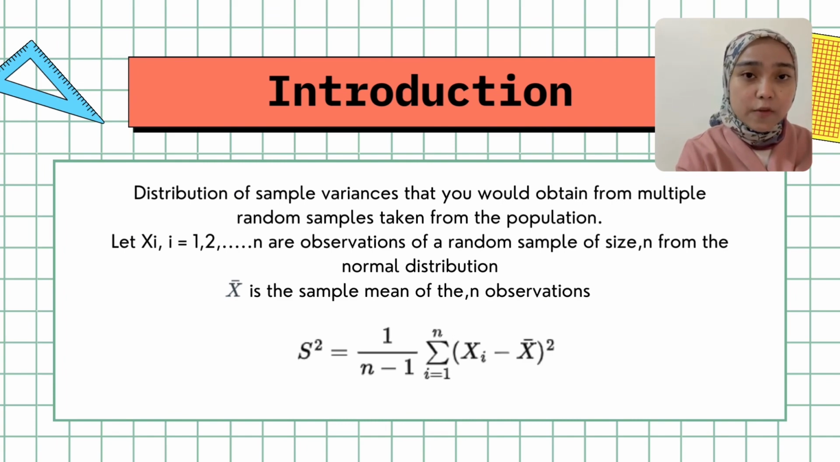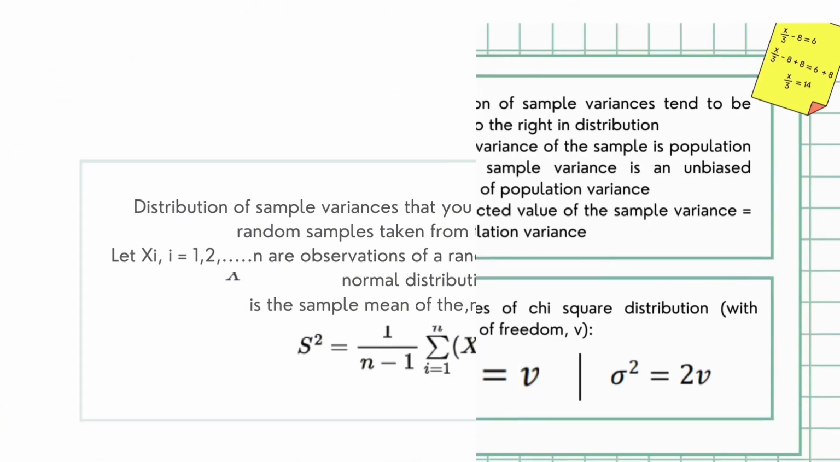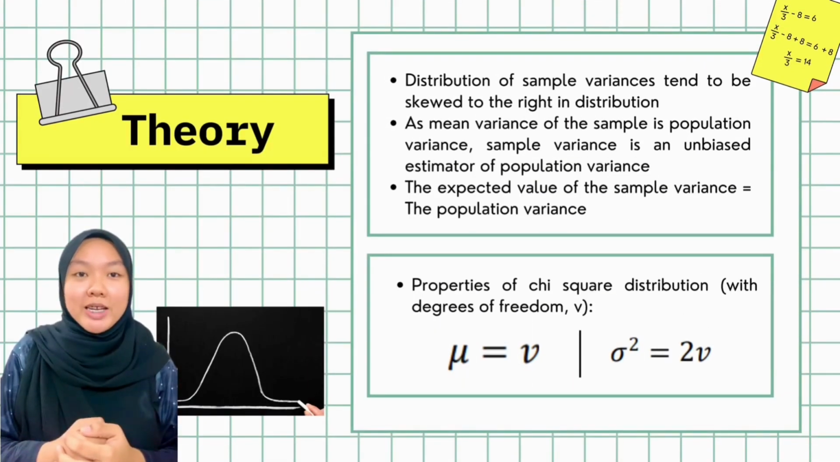Then, use this formula to calculate the sample variance for each of these random samples. The sample variance is a measure of how much the values in a sample vary from the sample mean. The sampling distribution of the sample variance is the distribution of this sample variance obtained from all possible random samples of the same size. It describes how the sample variance statistic varies from sample to sample. So now we move to the theory of this topic.